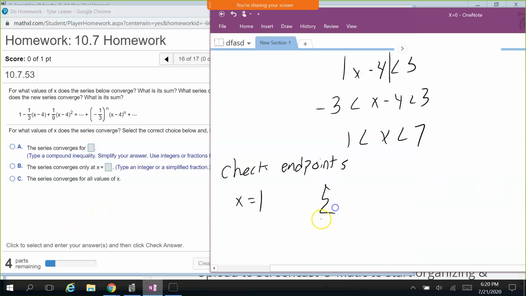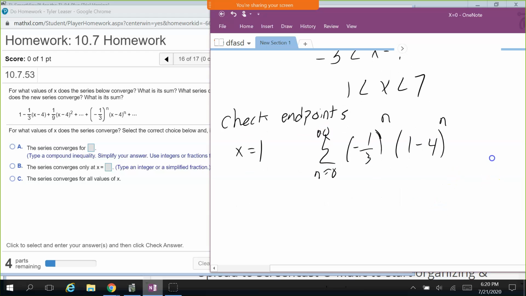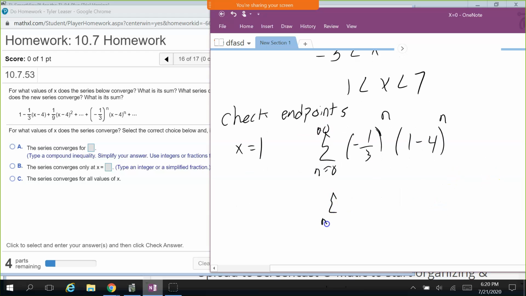So then it's going to be the infinite sum, n going from 0 to infinity. We still have the negative 1/3 to the n, but now we're going to plug in 1 for that x. So it's going to be 1 minus 4, all to the n. All right, 1 minus 4 is negative 3 to the n. So we have negative 1/3 to the n and negative 3 to the n.